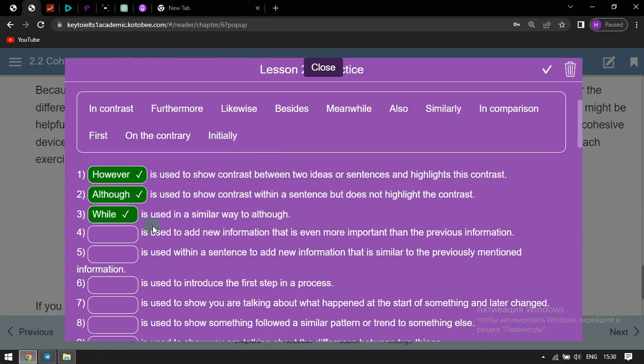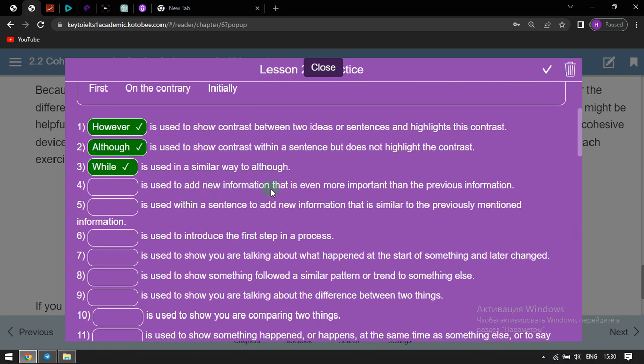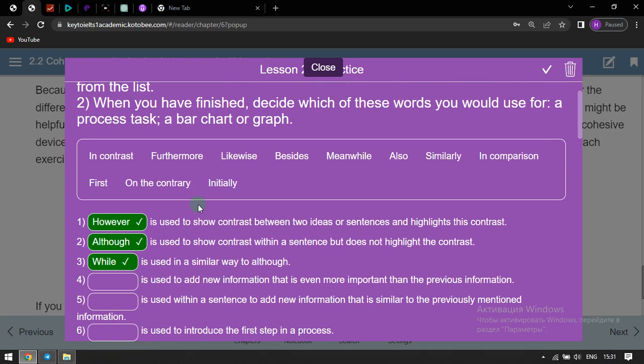While is used to add new information that is even more important than the previous information. Oldingi ma'lumotdan ham ko'ra muhimroq bo'lgan ma'lumotni qo'shish uchun ishlatiladi. Hop. Muhimroq bo'lgan. Likewise bo'lsa bir xil bo'lib qoladi. Besides, furthermore, similarly, new information that is even more important.